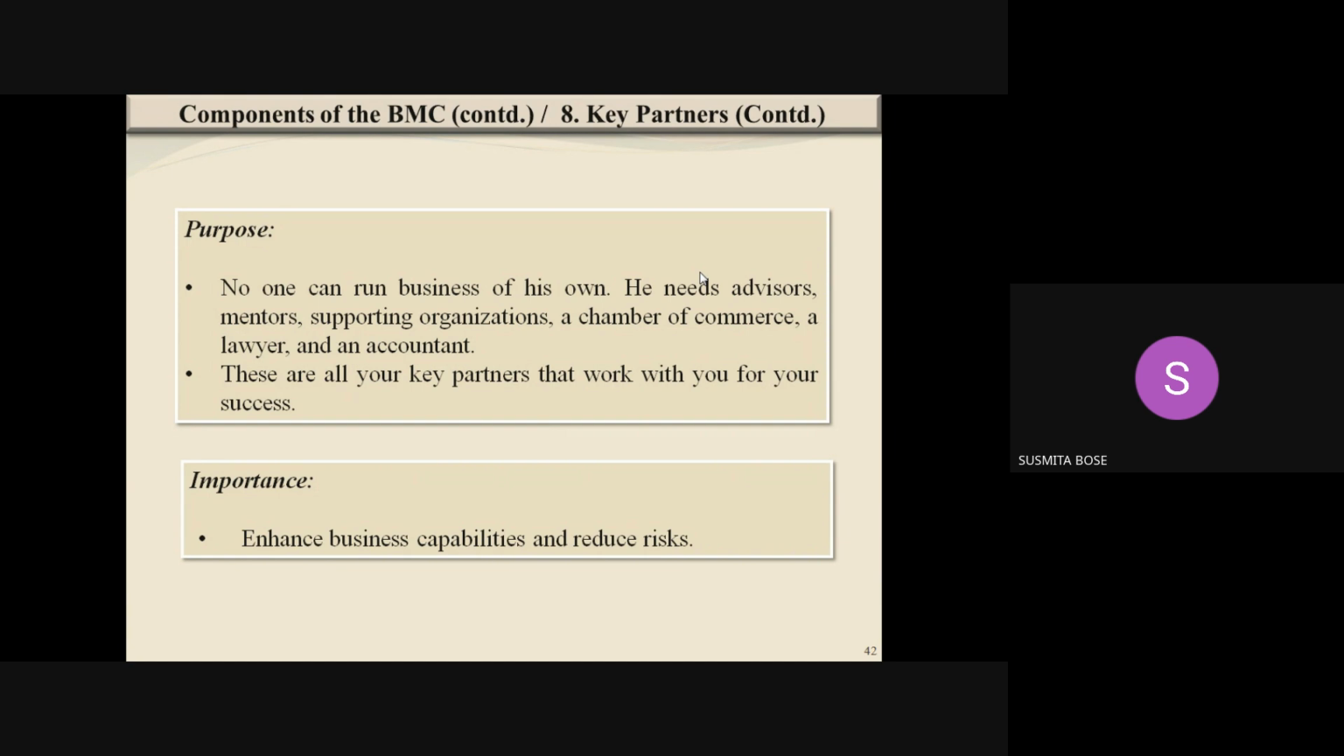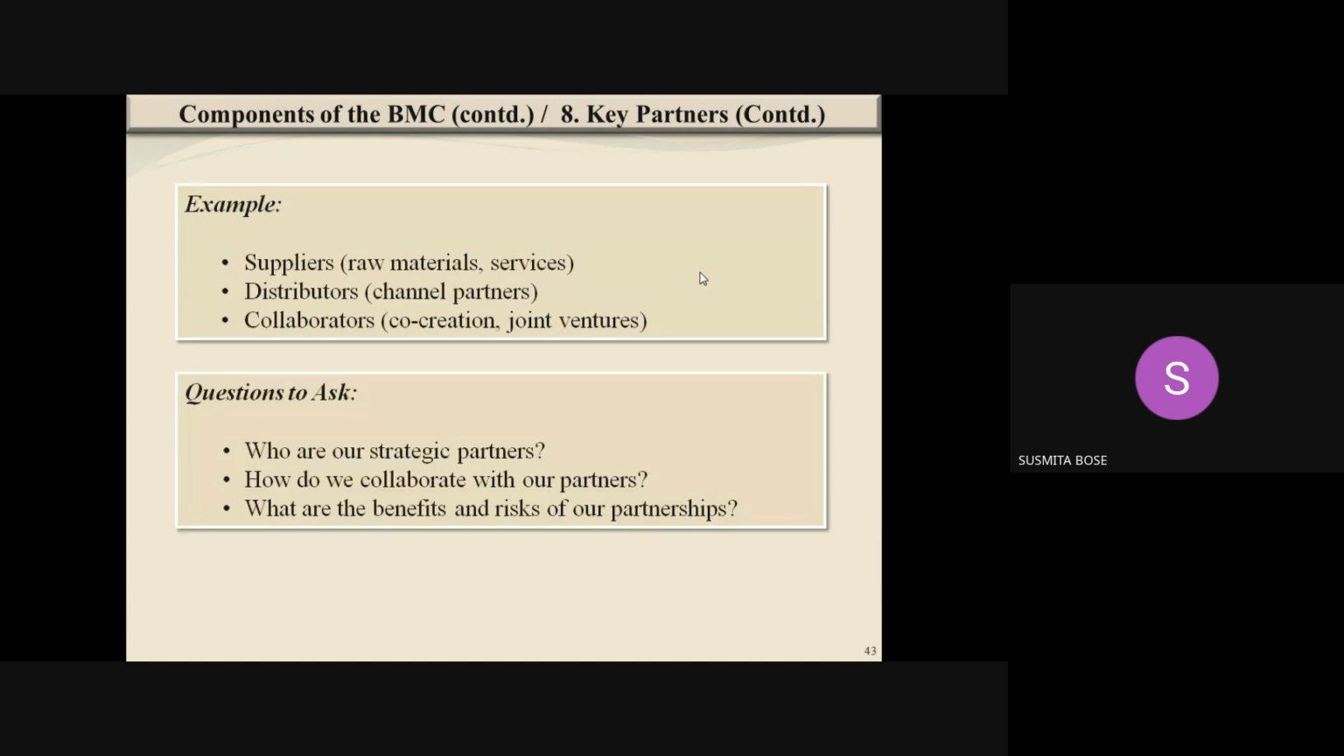They enhance business capabilities and reduce risks. For example, suppliers who supply you raw materials or services, the distributors, the channel partners, collaborators who are doing business jointly. If you are in a joint venture, the other persons jointly doing the business with you are all key partners. So here the questions that you need to ask yourselves are: who are our strategic partners? How do we collaborate with our partners? And what are the benefits and risks of our partnership?